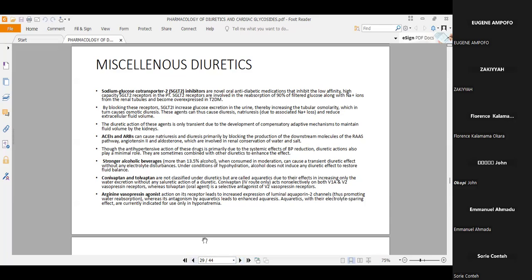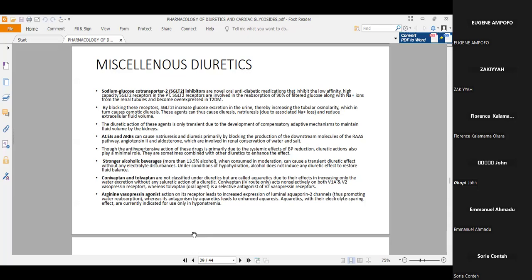So ACE inhibitors and ARBs, even though they are not strictly speaking diuretics, can also cause natriuresis and diuresis, primarily by blocking the production of the downstream molecules of the renin-angiotensin-aldosterone pathway. They are involved in renal conservation of water and salts. So they can be used synergistically with other diuretics to enhance the diuretic effect.